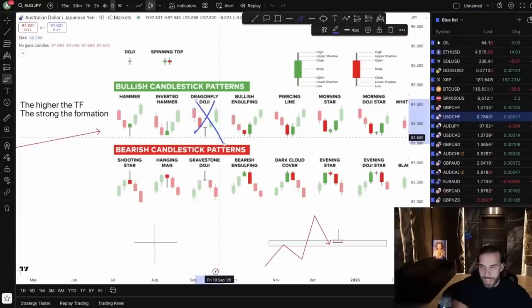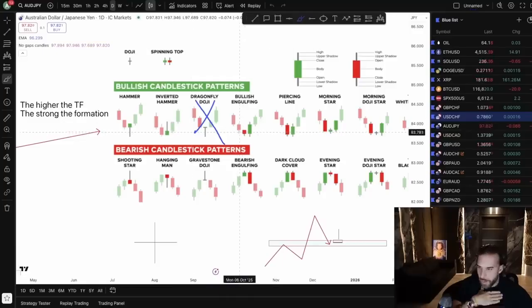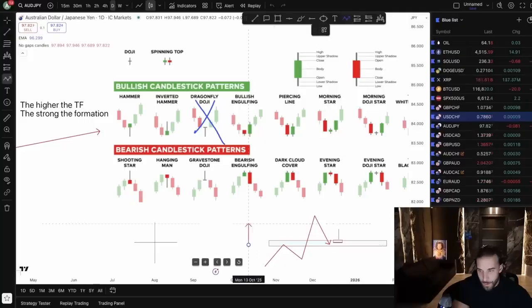I don't want to waste your time or get you distracted on having to remember the dragonfly doji when it's pretty much the same as the hammer. It just has a smaller body, but it means the exact same thing. One is not stronger than the other. The one that is stronger than all of these is going to be the actual bullish engulfing candlestick.